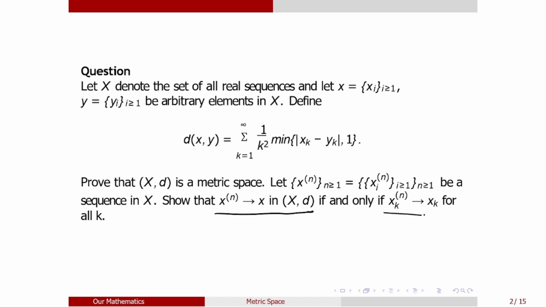Alright, so let's prove this. We have to show this is true if and only if that is true. So we are taking that xn converges to x for all k. Firstly we are supposing that, and we will show that xn converges to x in (X, d). Alright, so let's move to that part. We'll move slowly and we'll try to clear each step in this proof.